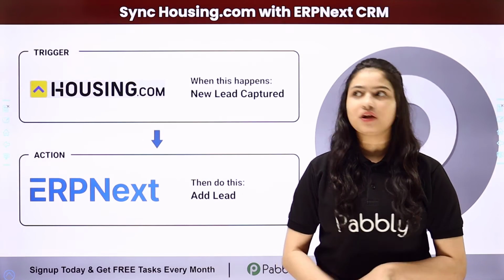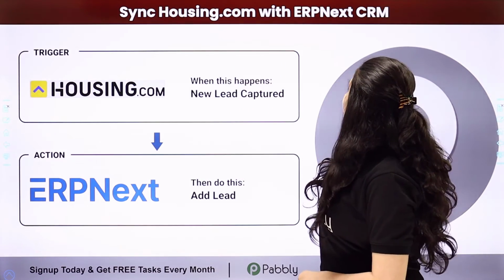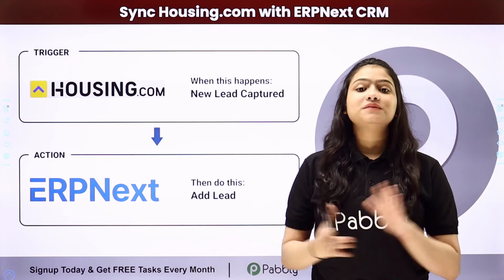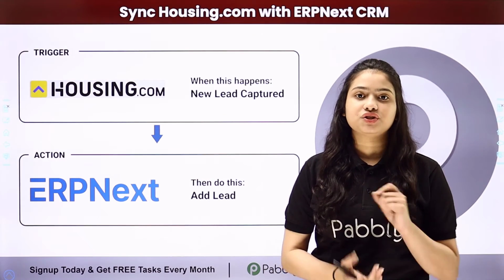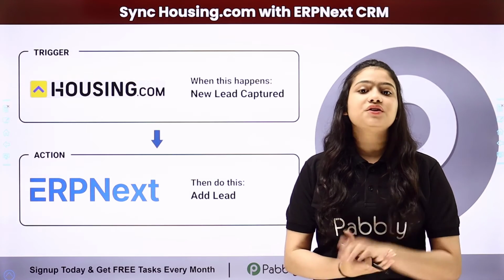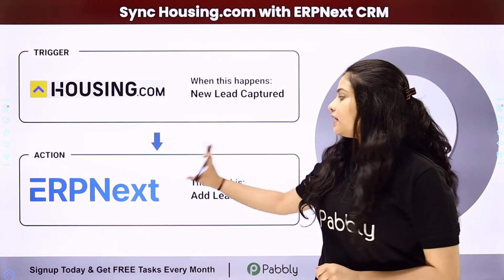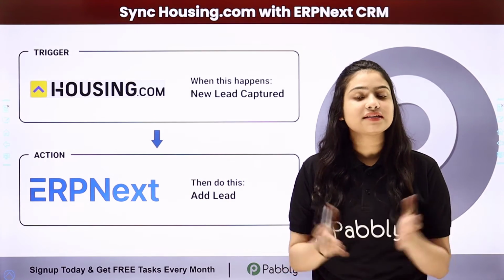In this video, we are going to learn how to sync housing.com with ERPNext CRM. My objective is that as soon as a new lead is generated in housing.com, that same lead should automatically be added in ERPNext also. So how are we going to automate this entire process?